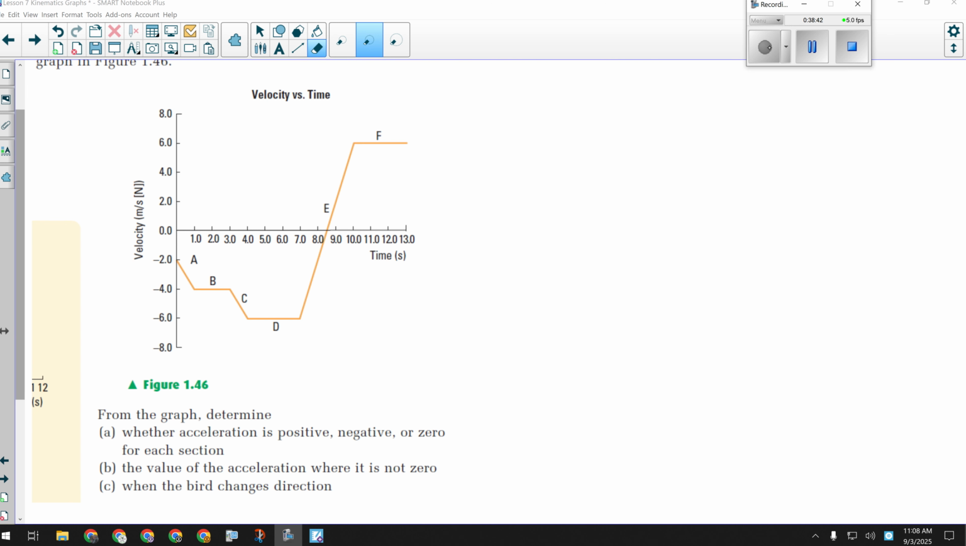So I could easily calculate the acceleration in that part: VF minus VI over T, so that would be -4 minus -2, which would give me -2 meters per second divided by 1 second, so -2 meters per second squared. It took 1 second for it to go 2 meters per second faster negatively.